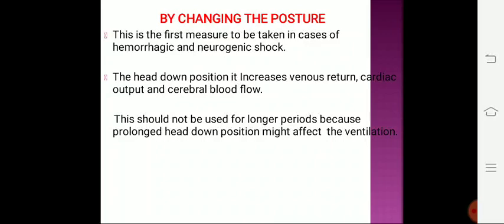By changing the posture. This is the first measure to be taken in case of hemorrhagic and neurogenic shock. The head down position increases venous return, cardiac output, and cerebral blood flow. This should not be used for a longer period because prolonged head down position might affect the ventilation.